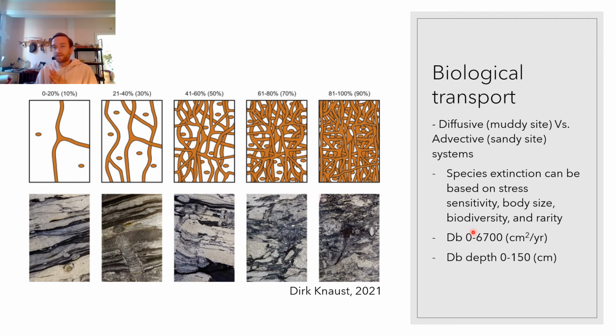Then you also have the various species that interact with each other. Mass, body size, biodiversity in the sediment, rarity of the species, and stress sensitivity all impact species differently, which can heavily impact the extinction rate in a specific environment, and the specific environment in a cell or the surrounding cells and how they interact, and that can change from one to the next.